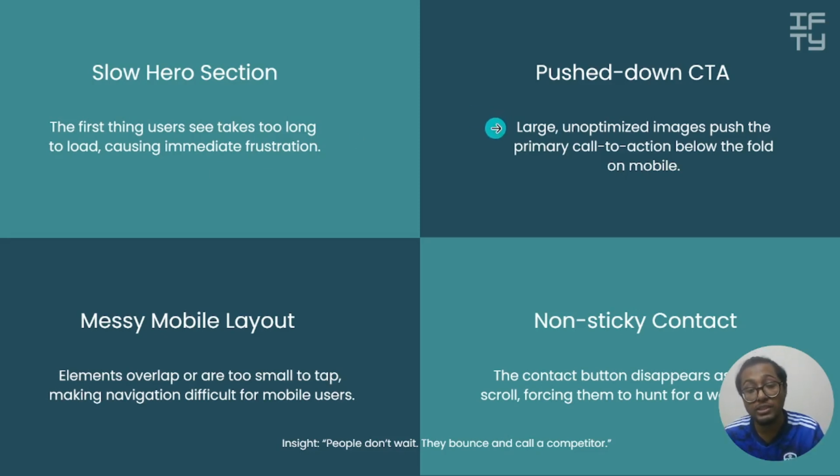Next is pushed down CTA. Large unoptimized images were pushing the CTA button below the fold on mobile. Messy mobile layout. Elements were overlapping or too small to tap. And the final is non-sticky contact button.